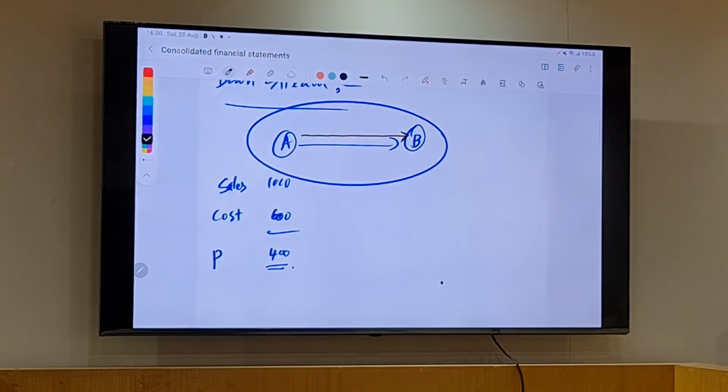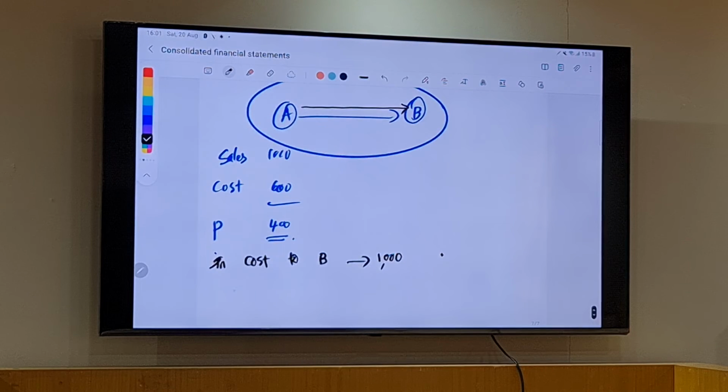Now, how much is the cost to B? Cost to A is 600, cost to B, they give a full price, 1,000. The cost to B is 1,000. Correct? Cost to A how much? 600. Cost to B 1,000.